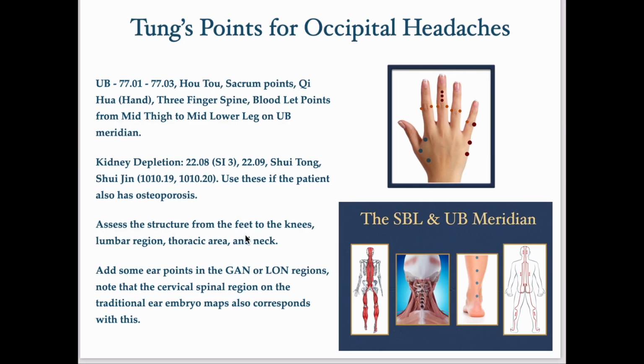Okay. The next point here reads, assess the structure from the feet to the knees, the lumbar region, the thoracic area, and the neck. When you're treating occipital headaches, it is important to also assess their structure, because you do find conditions where there's a problem perhaps in the ankles or the knee or the pelvis or the lumbar area, which is creating tension through this myofascial line, and then a person gets symptoms in the neck and the shoulders, and then that may translate into occipital headaches.